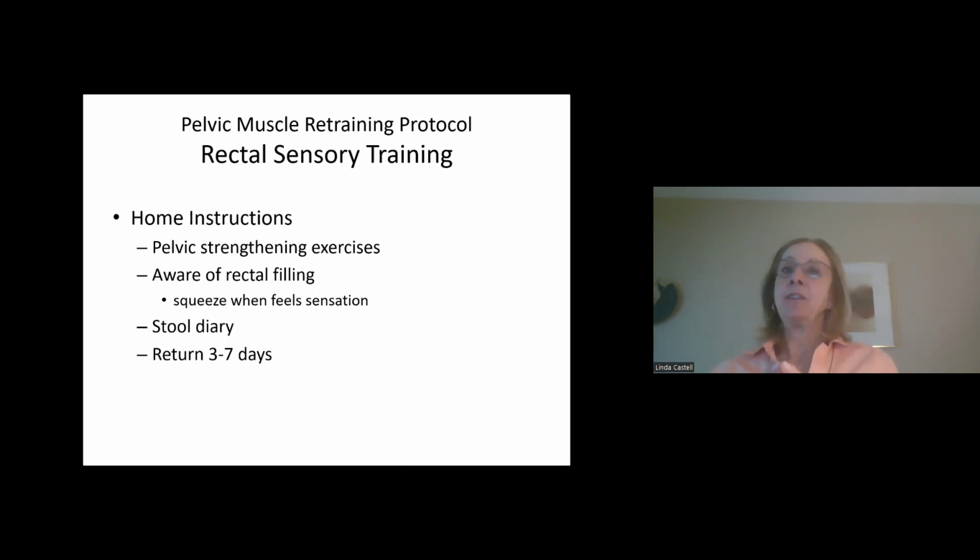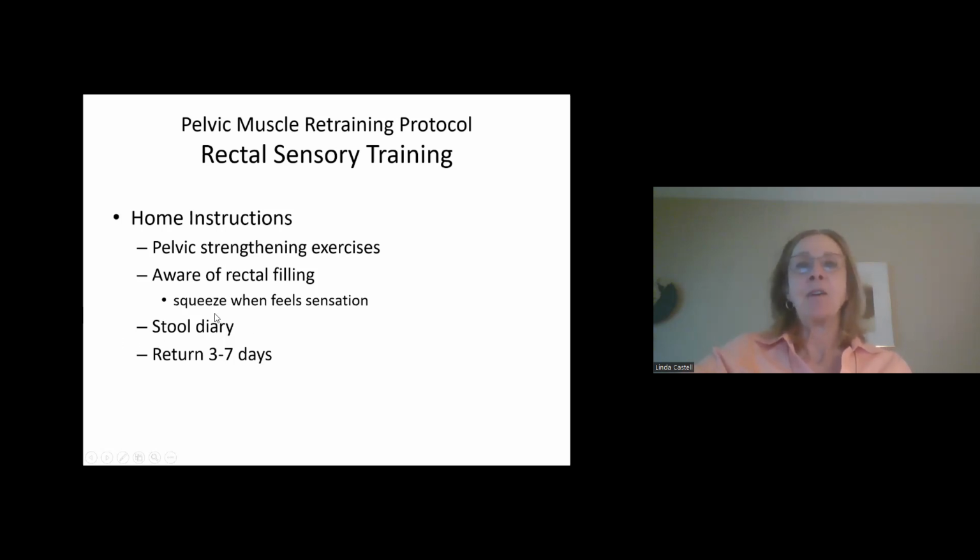So instead of doing the exercises 5 times a day, they can go down to 4 times a day for 2 months, and then 3 times a day for 2 months, and then twice a day for the rest of their life. You don't want them to lose these muscle fibers. So at least twice a day for the rest of their lives, they should be doing these Kegel pelvic strengthening exercises.